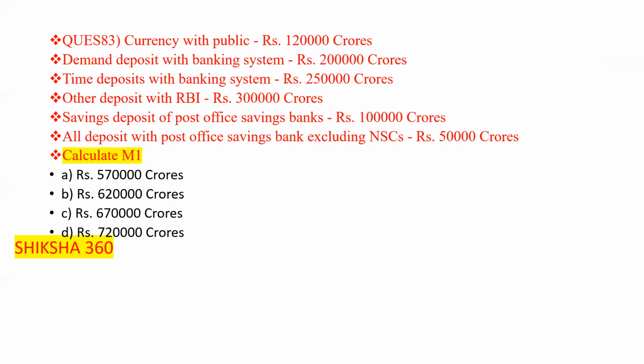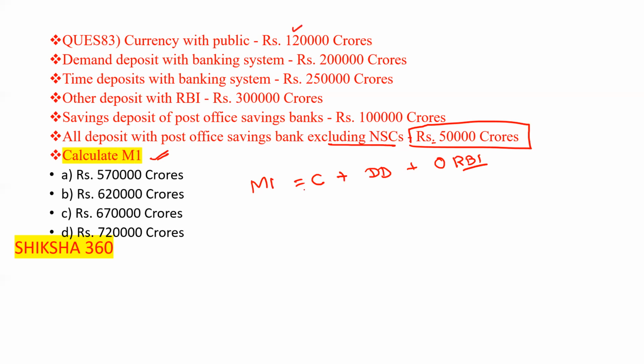Now move to the next question, question number 83. Here it is given that currency with the public is 1,20,000 crore, along with time deposits, demand deposits with the banking system, other deposits with the RBI, saving deposits of the post office saving banks, and all deposits with the post office saving banks excluding NSC, the National Savings Certificate, which is 50,000 crore. So calculate the M1. M1 is currency with the public plus demand deposits with the banking system plus other deposits with the RBI.